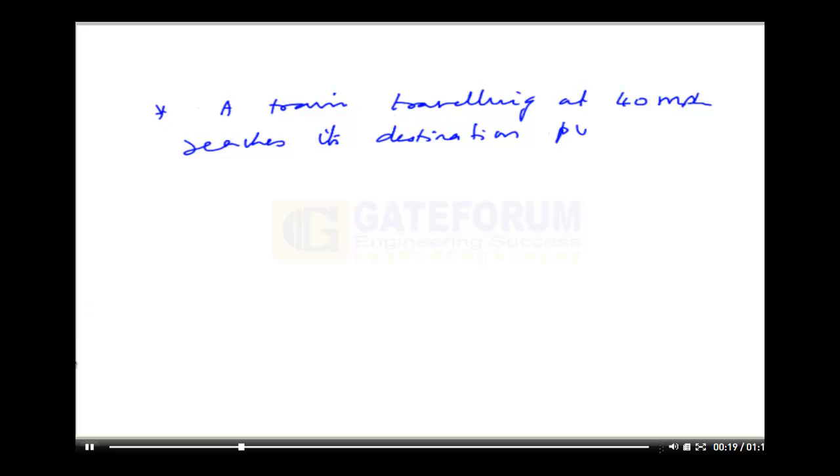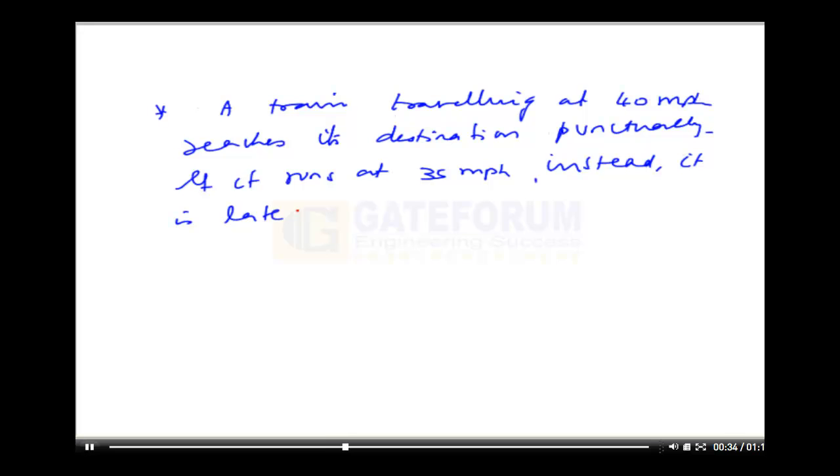A train traveling at 40 miles per hour reaches its destination punctually. If it runs at 35 miles per hour instead, it is late by 15 minutes. Find the distance.